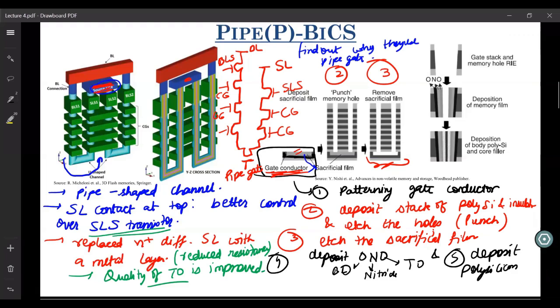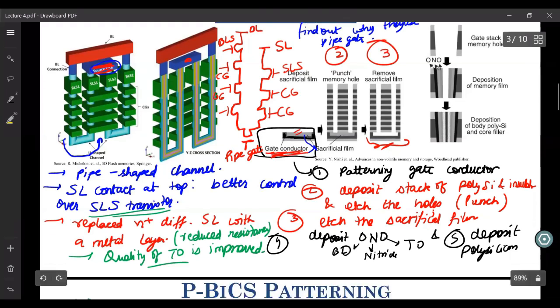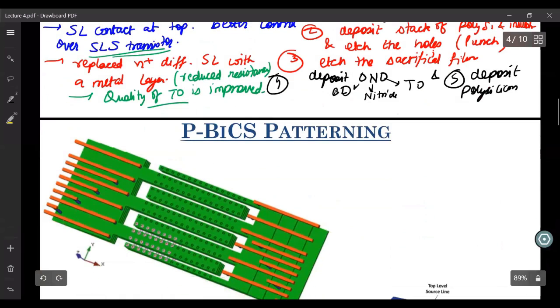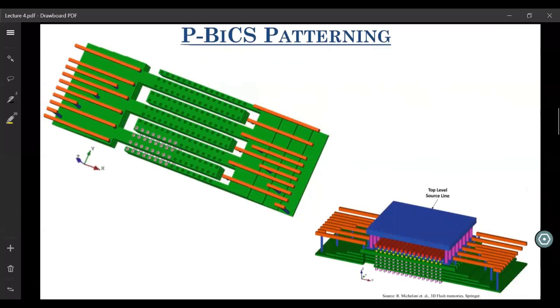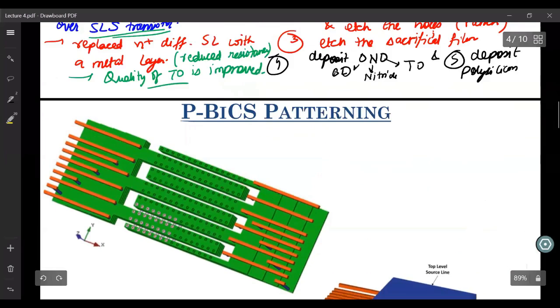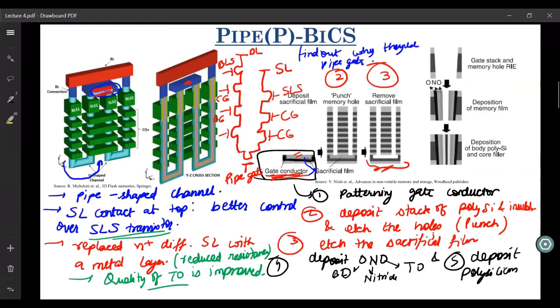Okay. So with this discussion on the fabrication of the P-BICS and the advantages of P-BICS, let me go ahead and see how we pattern the P-BICS, how we take contacts to the P-BICS. Here also you follow the same staircase pattern, but here you have this source line which connects. So this is one string, and you have another string like this. You have one source line which is common to two strings, and in between, instead of a plate, you have two different branches of these control gates.